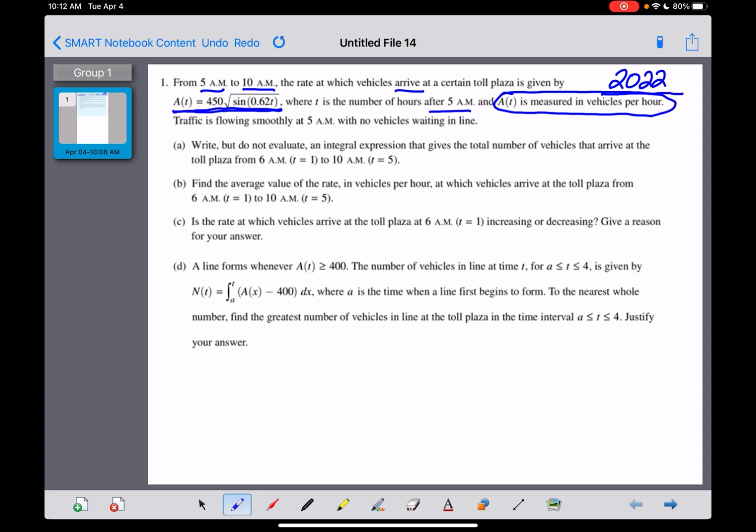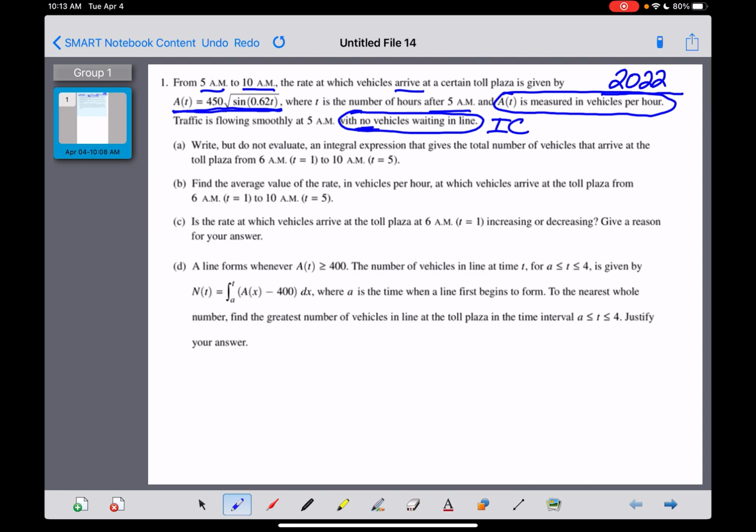This last sentence is interesting. Traffic is flowing smoothly at 5 a.m. I'm not really sure that that's important, but this is important here, and I think that's why they gave us that first part. No vehicles are waiting in line. That right there, everybody, is what we would call an initial condition, and when that initial condition is 0, you can very often get away with ignoring that. But I'll warn you guys that on a ton of these problems, there is an initial condition that you do have to worry about, so I always think circling that is a good idea. Okay, let's get started right here.